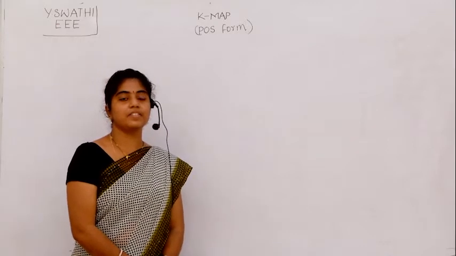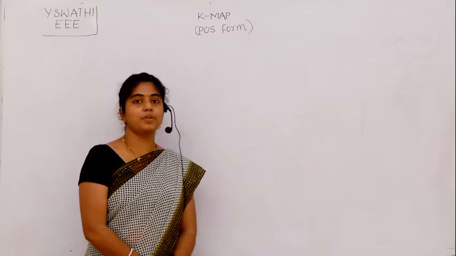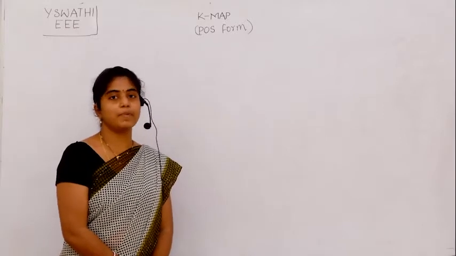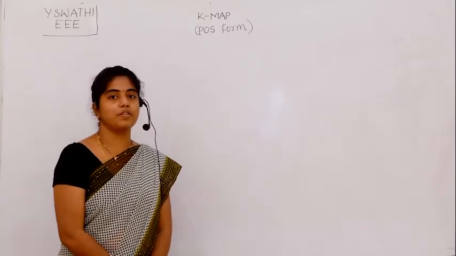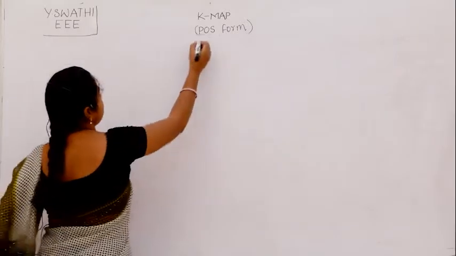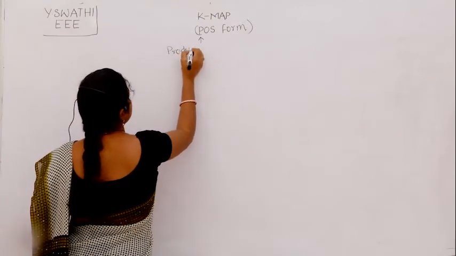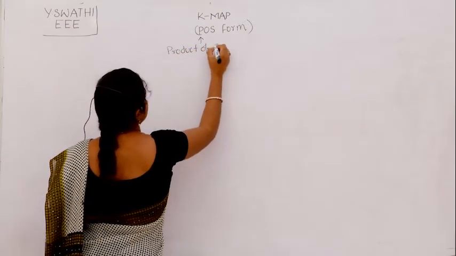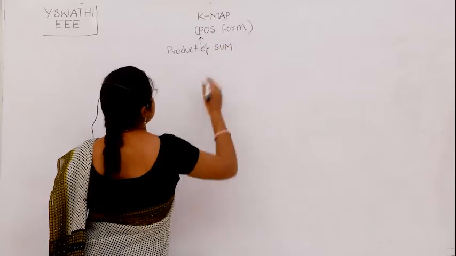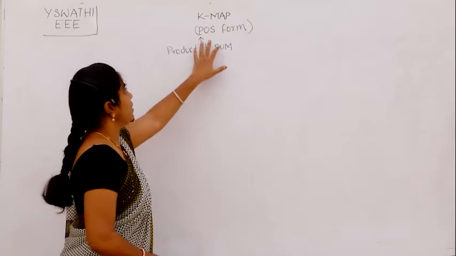So till now we have discussed the K-map in SOP form, sum of products form. Now we are going to discuss the same K-map in the POS form solution. So what is POS form? It is nothing but product of sum.